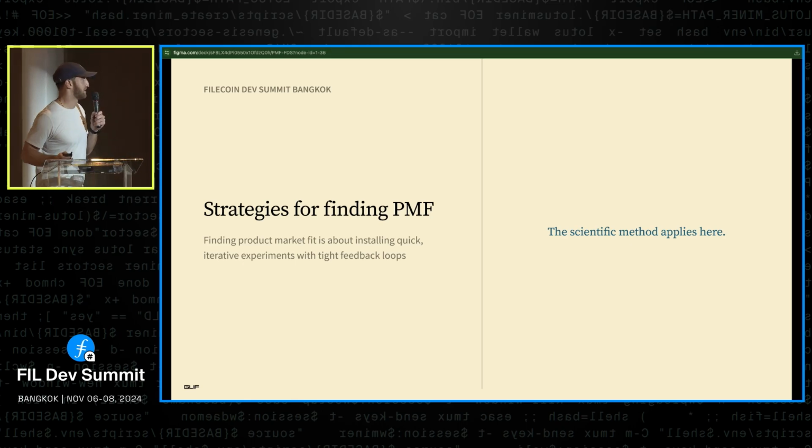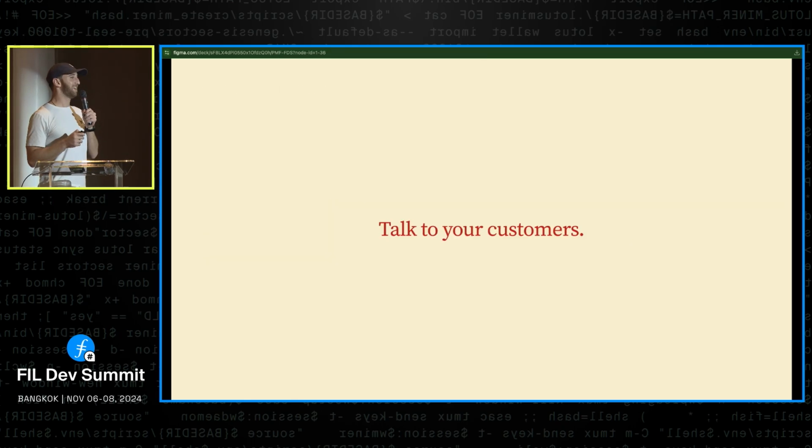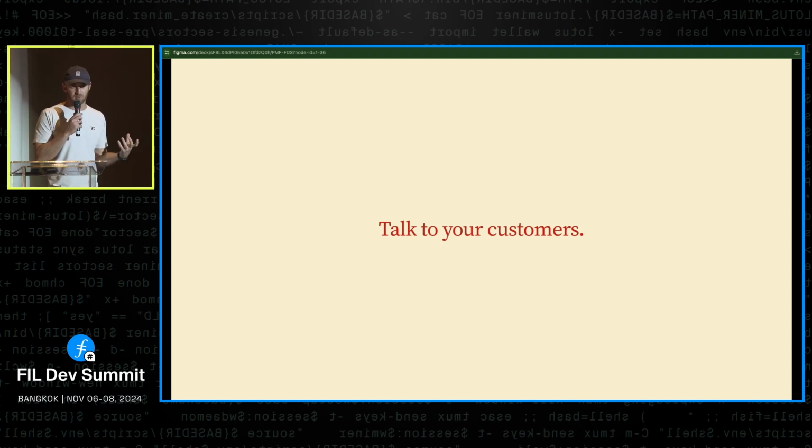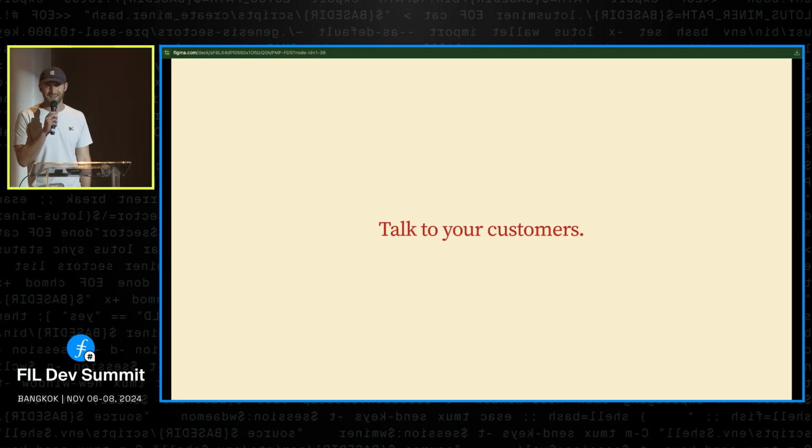Well, let's talk about strategies then. It's really not terribly difficult. You need to talk to customers. We can sit in Filecoin Dev Summit and hypothesize over what might be good areas to find product market fit, good solutions that customers will demand. But ultimately, the way that we measure and get to product market fit is by talking to our customers.